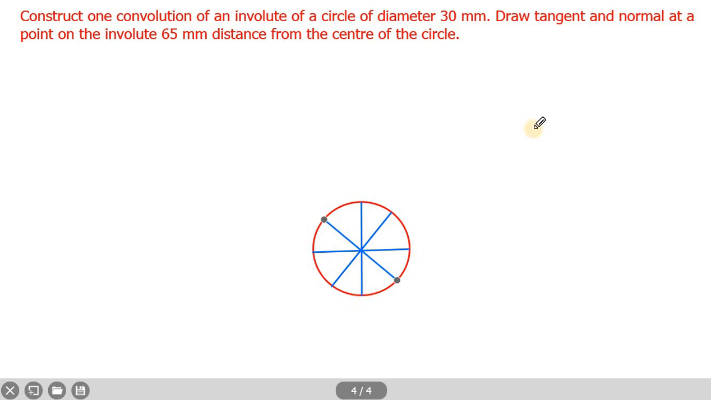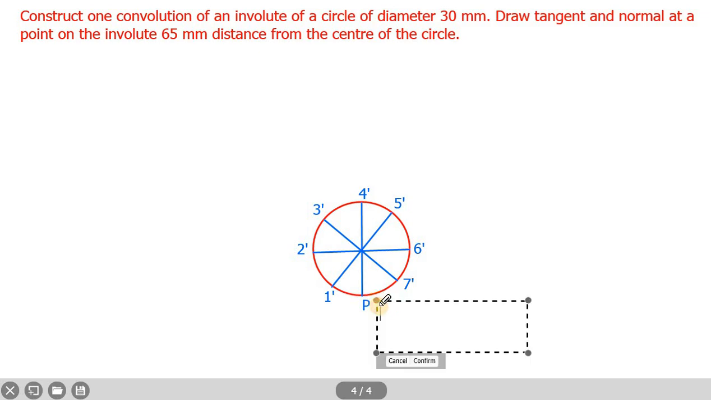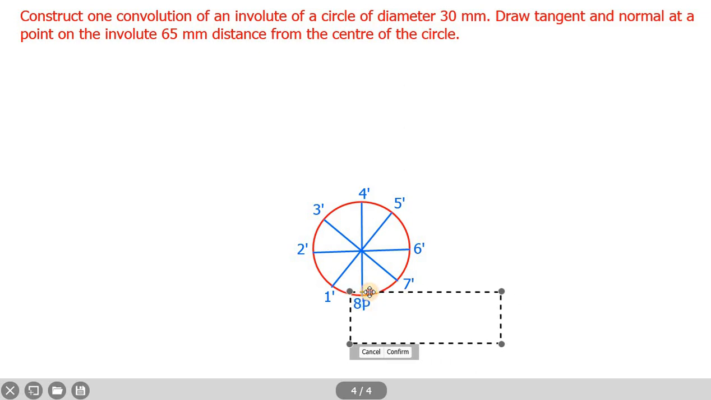So let us mark this as P. Since we are winding the thread in this direction, you should mark the points as 1 dash, 2 dash, 3 dash, 4 dash, 5 dash up to 8 dash. So like this mark all the points. I have marked all the points up to 7 dash. So 8 dash will be at the same point where we have marked point P.